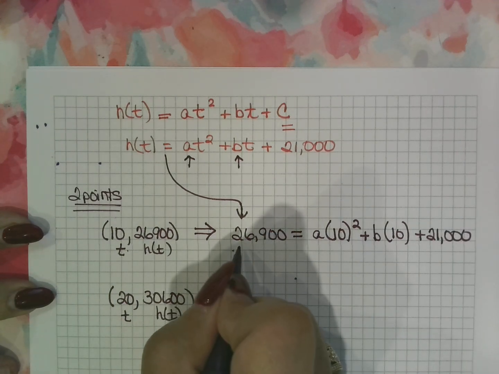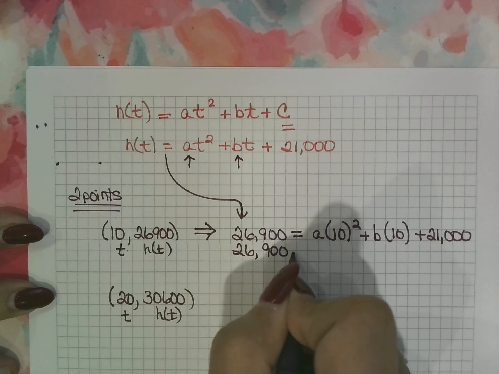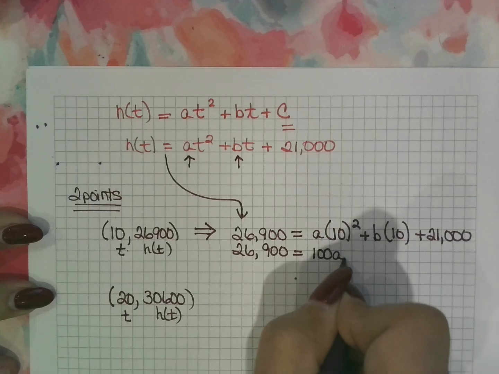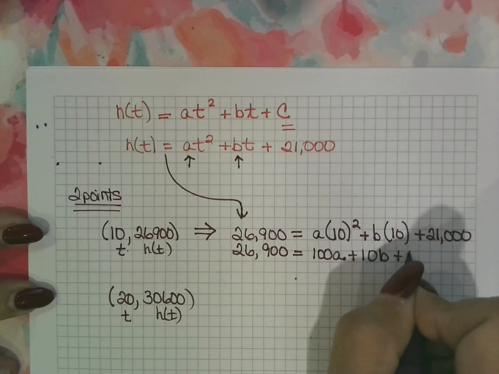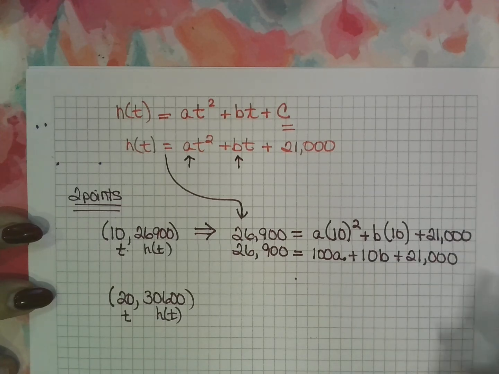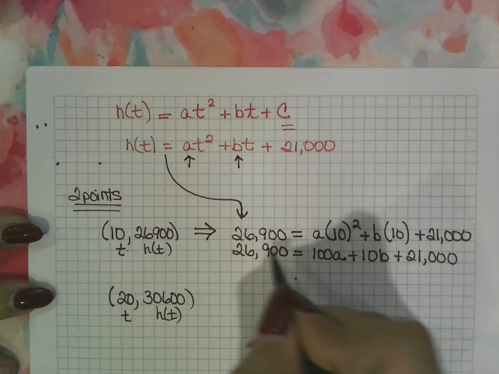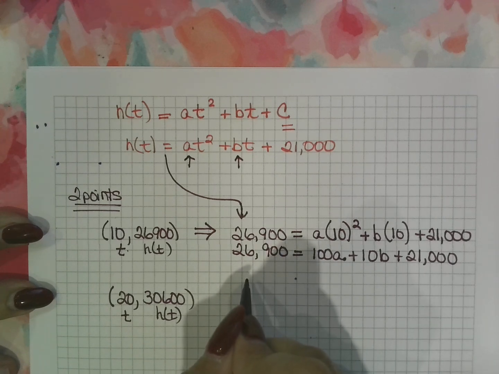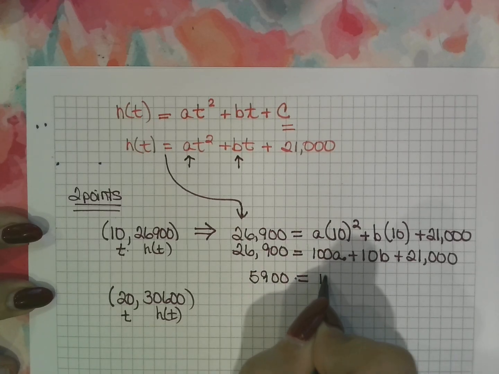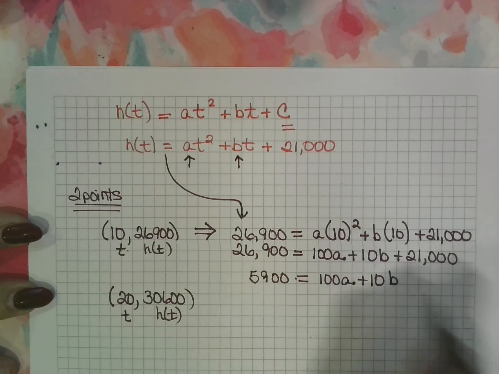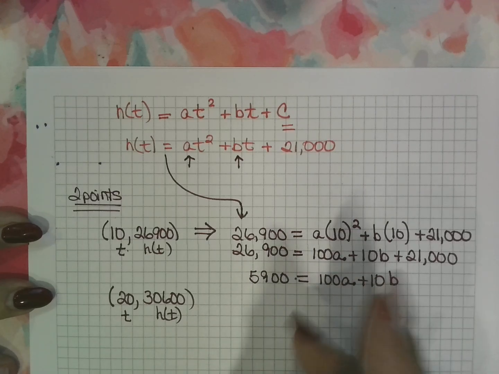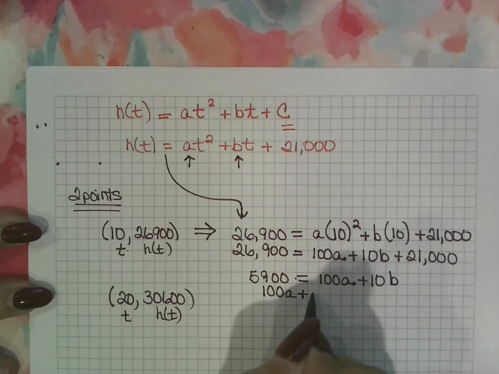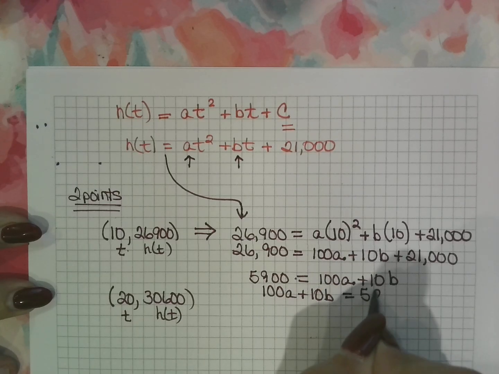All right, so let's simplify this a little bit more. 26,900 equals 10 squared is 100, so this is 100a plus 10b plus 21,000. Let's get rid of this 21,000 by subtracting 21,000 from both sides of our equation. When we do that, we get 5,900 equals 100a plus 10b. And one last thing, I'm going to flip these around because it's nicer to look at when your variables are on the left and your constant is on the right.